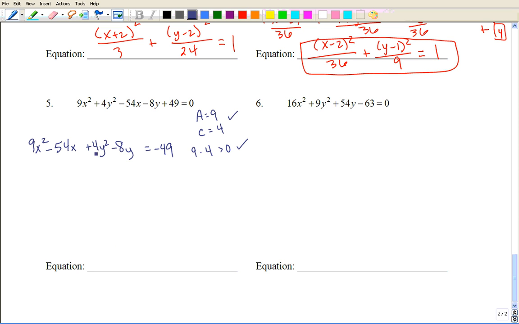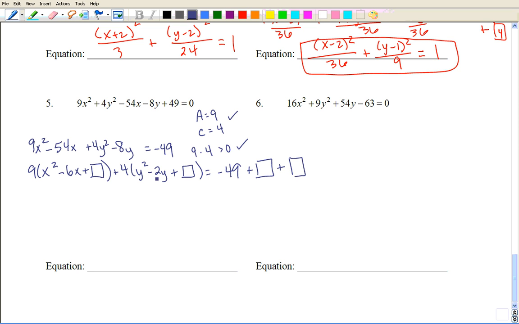Well, just like we had to do before, let's factor out the leading coefficient for the a and the c value. So we'll have 9 times x squared minus 6x, and that's when we'll add in our box. Plus, we need to factor out this 4 for the y squared, so we'll have y squared minus 2y, add in a box there, equals negative 49, and we're going to be adding two separate things here, one for each x and the y, completing the square.